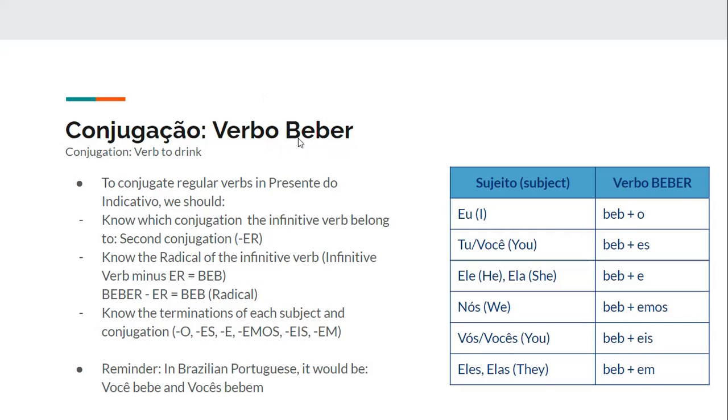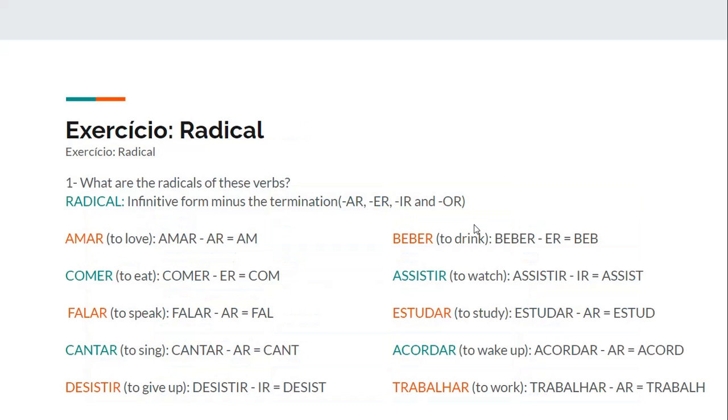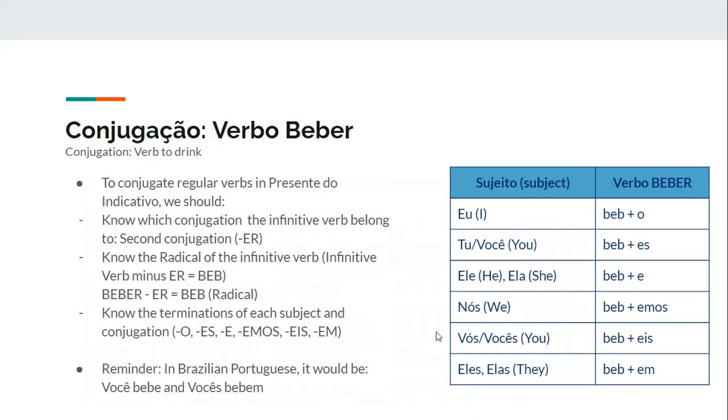For beber, it's already in the infinitive form, and it belongs to the second conjugation because it ends with er. So beber, er, it's from the second conjugation. The radical is beber minus er, and then we have beb. So beb is the radical. And last, the termination that I just copy and paste from this table as well. Remember, er is second conjugation. So here, the terminations. And basically, putting all together the radical plus terminations, we have eu bebo, tu bebes, ele, ela bebe, nós bebemos, vós bebeis, eles, elas bebem.